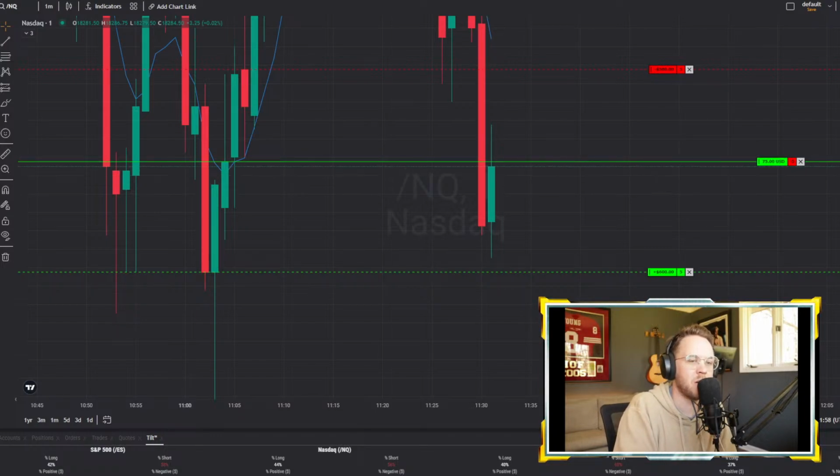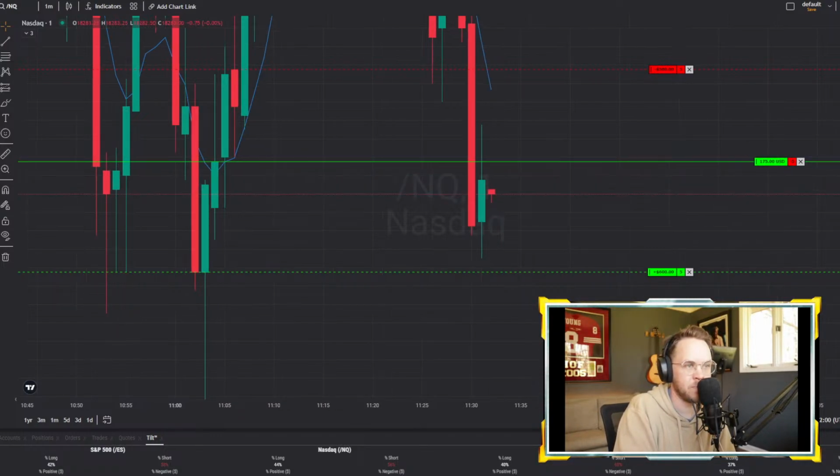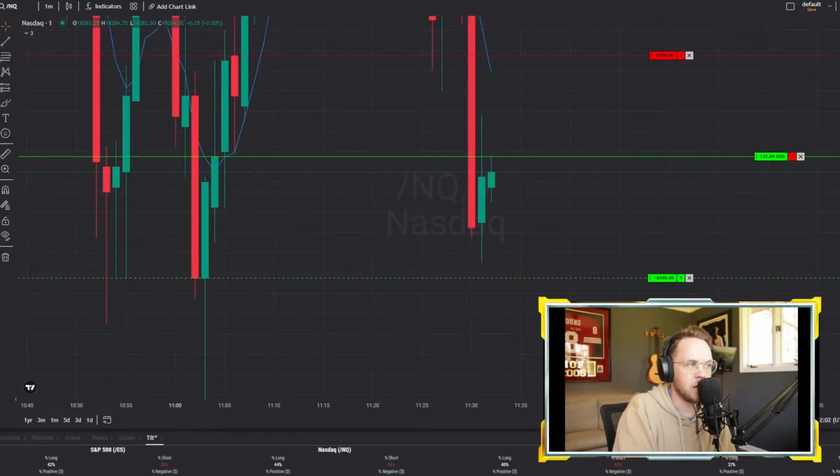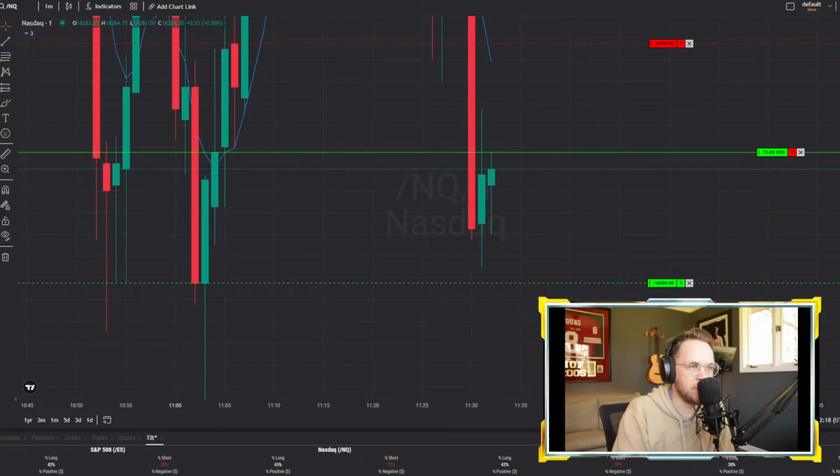VWAP, volume weighted average price, Andy. VWAP is a really important level in Nasdaq and ES. It's an important level in anything you trade, but in the Nasdaq especially, Nasdaq tends to be a VWAP magnet, and there are a lot of different trading strategies that incorporate VWAP location into the strategy. So I try to stay as aware of VWAP as possible at all times.